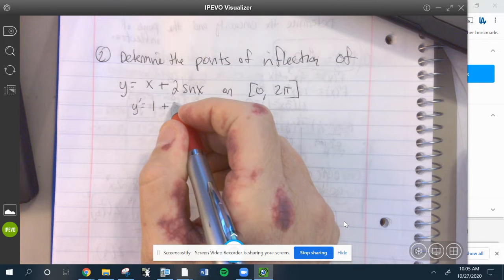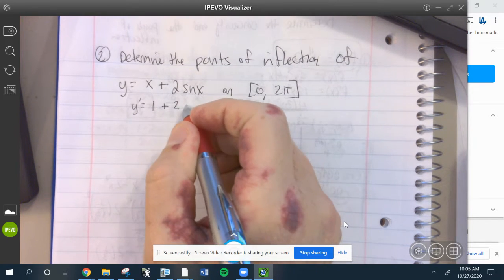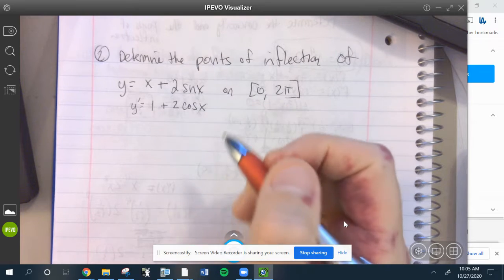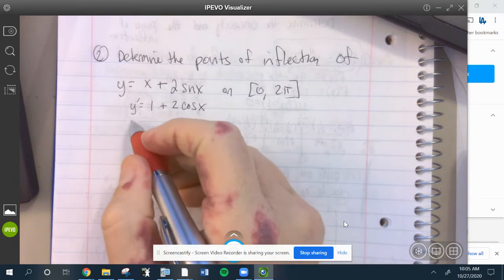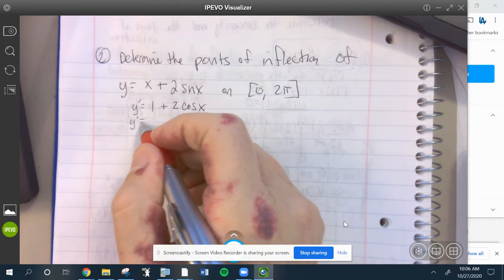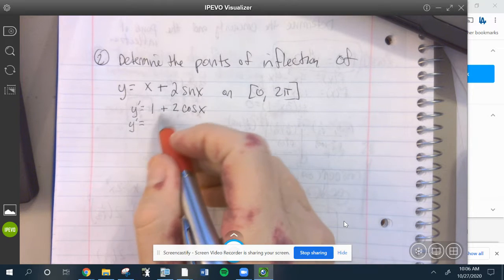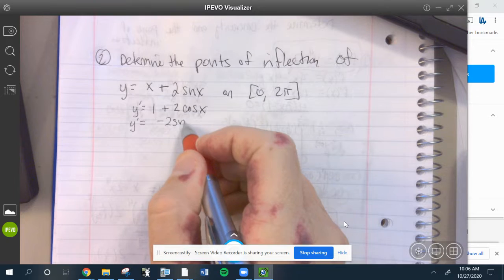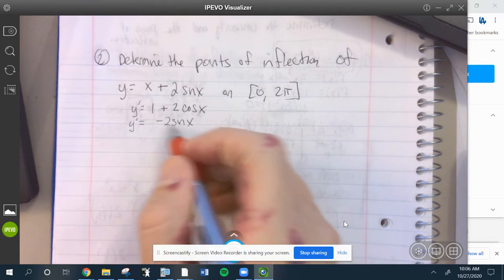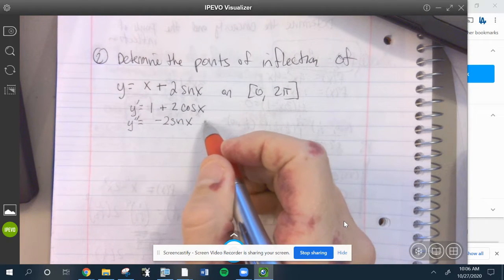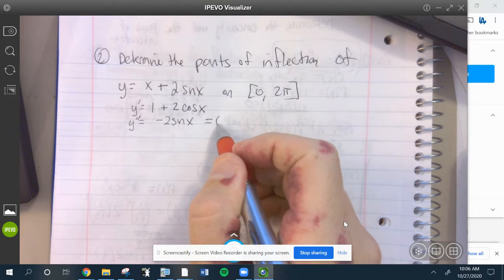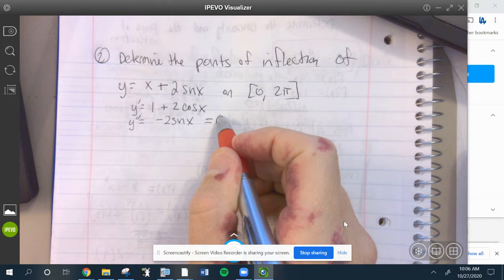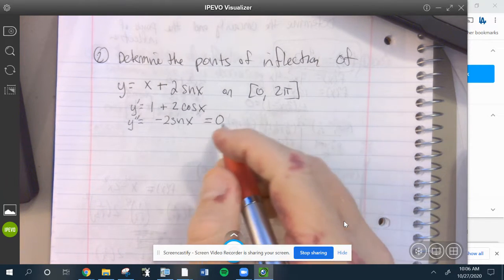Derivative of sine is cosine. Second derivative is 0 plus the derivative of sine, which is negative sine. So it simplified pretty well. That's the second derivative. The possible points of inflection are where this equals 0. So we're trying to figure out where sine equals 0.